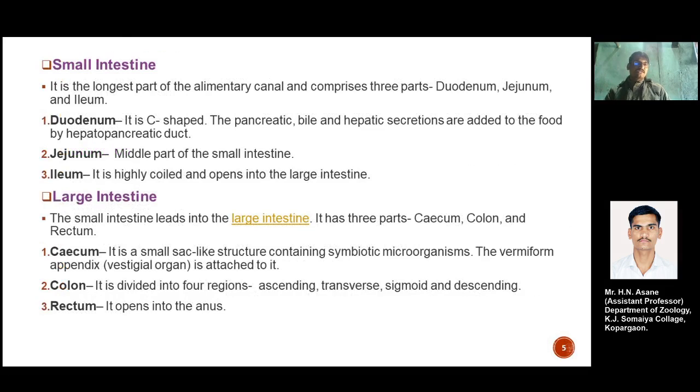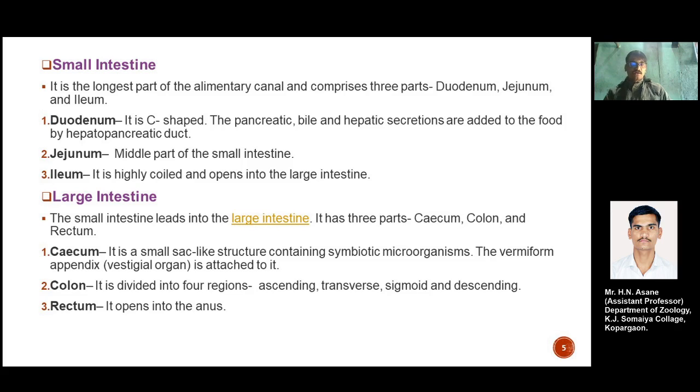Then there is the small intestine, the longest part of the alimentary canal, as we all know, and it comprises three parts: the duodenum, jejunum and ileum. We will see the histological structures of these three parts also. The duodenum is C-shaped, its shape is like a capital C.